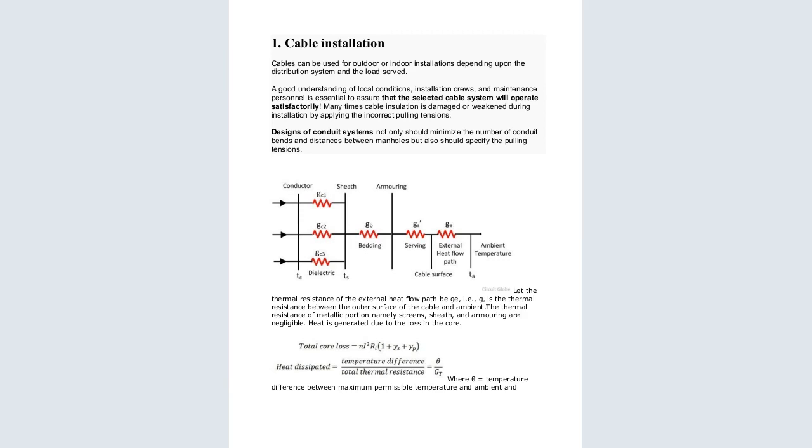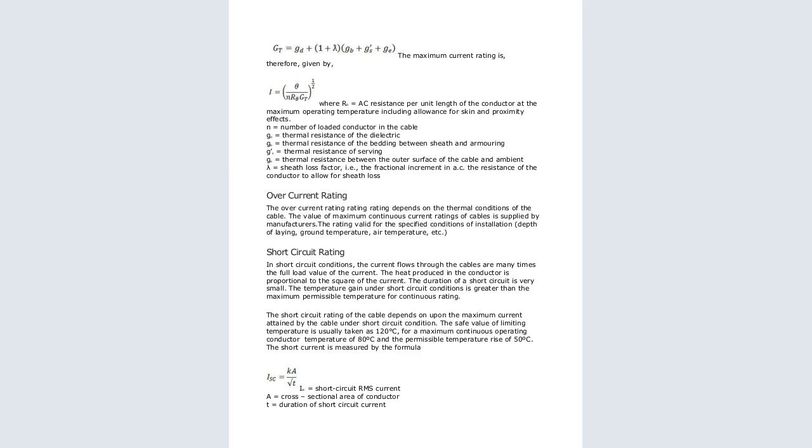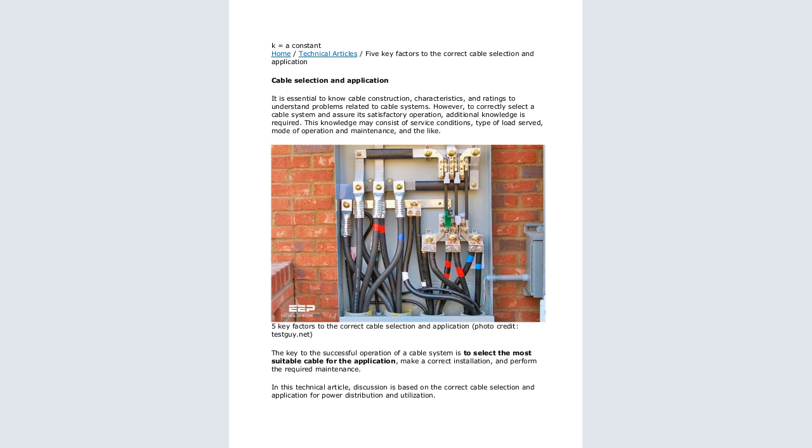So we have talked about the cable insulation, the current rating, the short circuit rating, and also we have the cable selection and application. Now when we want to select them and apply them, it's essential to know the cable construction, characteristic rating, and understand the problems related with the system. However, to correctly select a cable and assure successful, durable operation, additional knowledge is required. This knowledge may consist of the service condition, the type of load served, the mode of operation and maintenance, and the like.